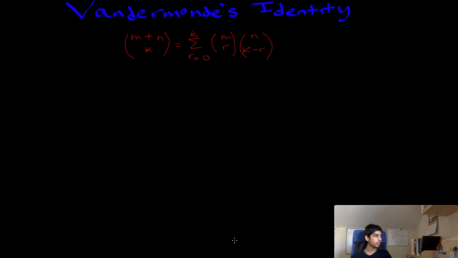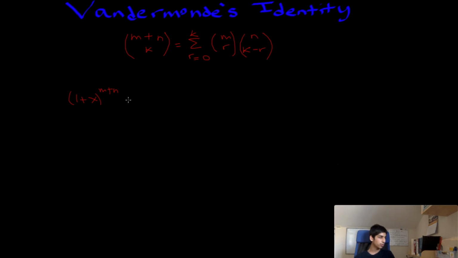We have the identity right here. m plus n choose k is equal to the summation from r equals 0 to k of m choose r times n choose k minus r. So we're first going to consider the binomial expansion of 1 plus x to the m plus n. And whenever we're dealing with binomial expansions, we'll want to use the binomial theorem.